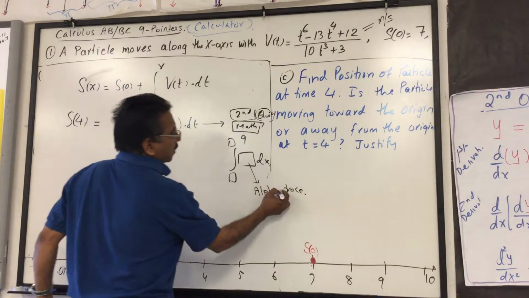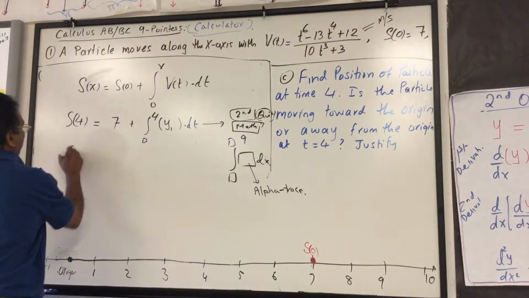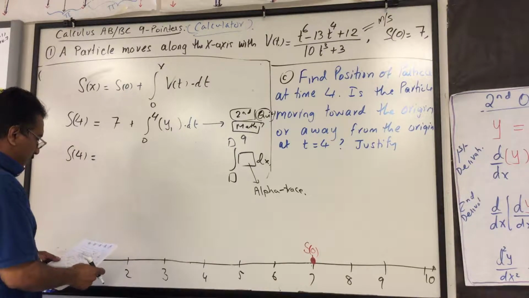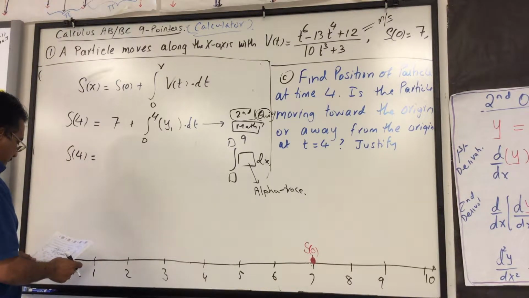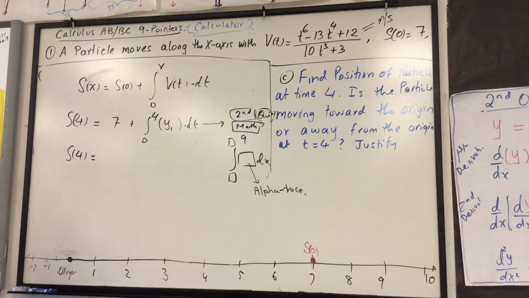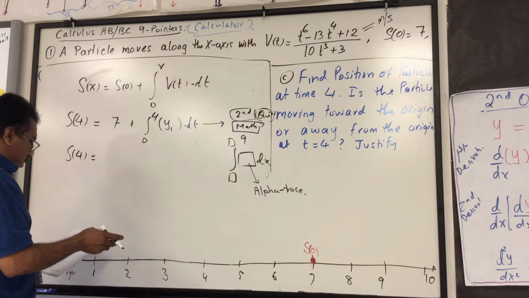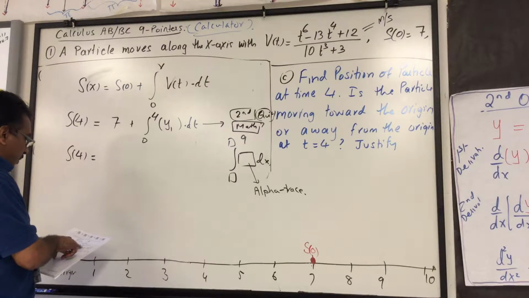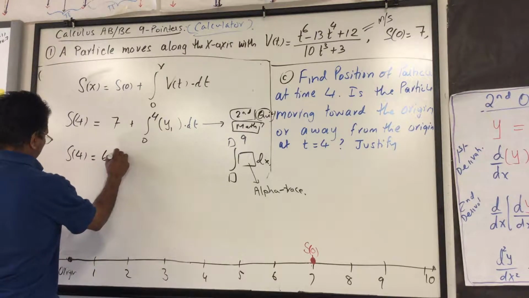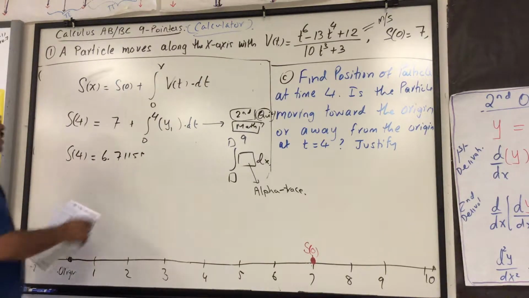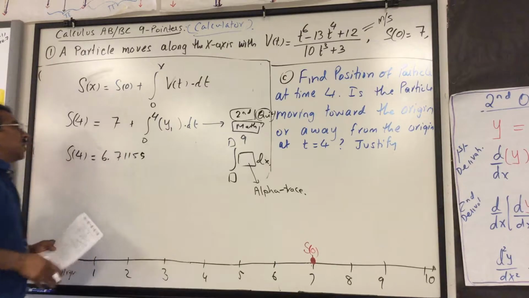Okay. So, and you get the answer, and the s of 4 on your calculator should give you... so let me check what was the answer. Sorry, I took a wrong one. I did the problem. Okay. So you get s of 4 is 6.71155. That means in the 4 seconds, this is the position of the particle.